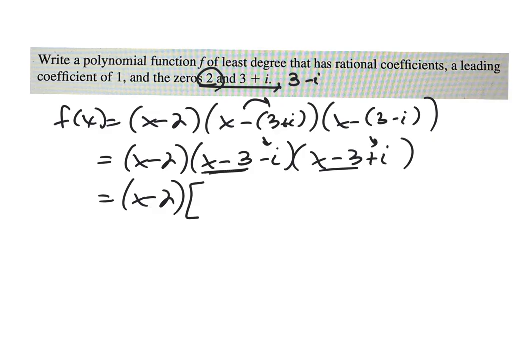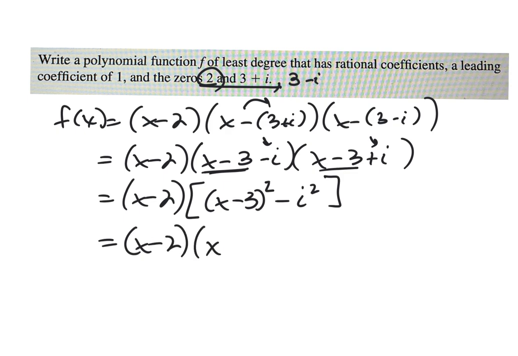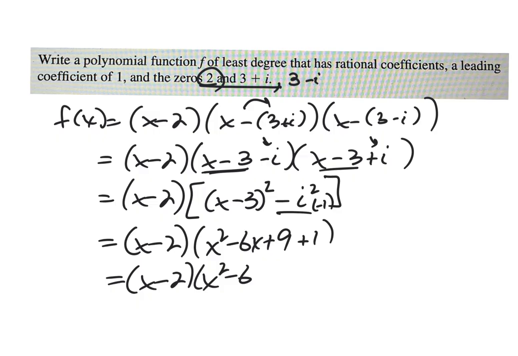Well, the first is x minus 3. If you do x minus 3 times x minus 3, you get x minus 3 squared. Negative i times positive i is negative i squared. And we've got to multiply that out. So if I square it, I get x squared minus 6x plus 9. Now don't forget what negative i squared is. i squared is negative 1. So if I do minus negative 1, that's really a plus 1. So I have x minus 2 times x squared minus 6x plus 10.